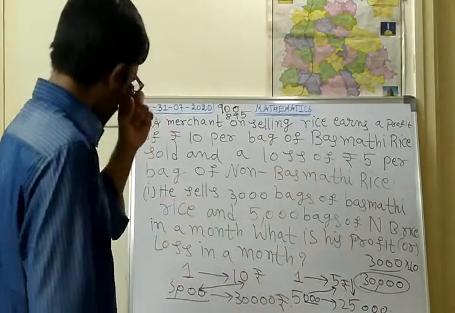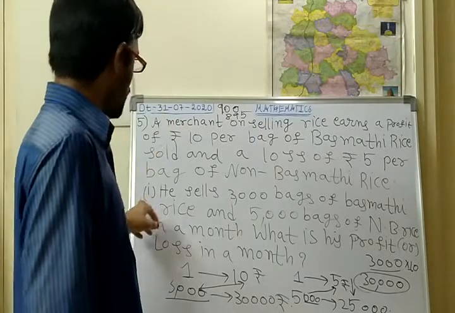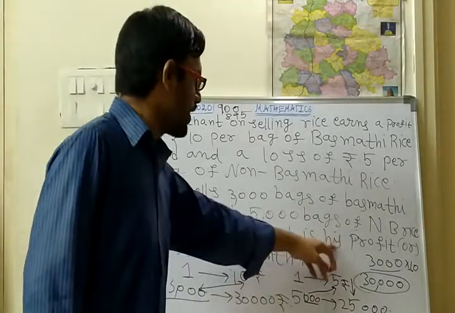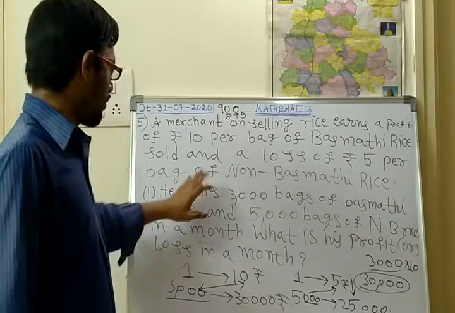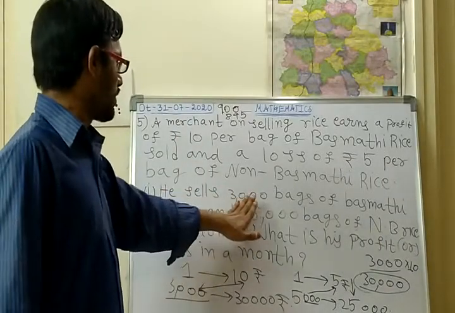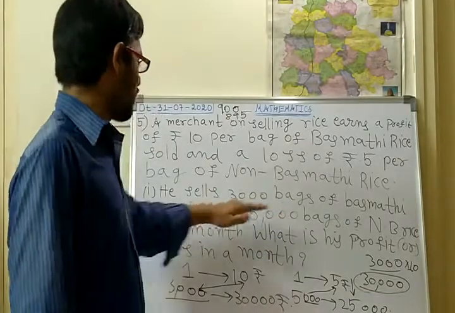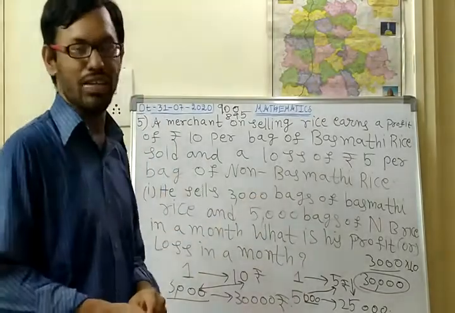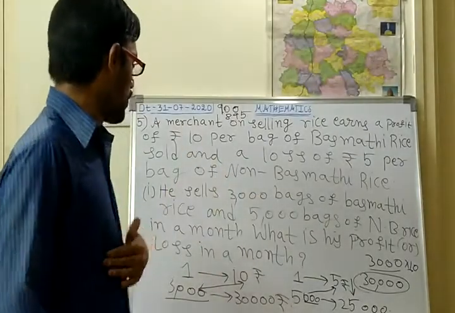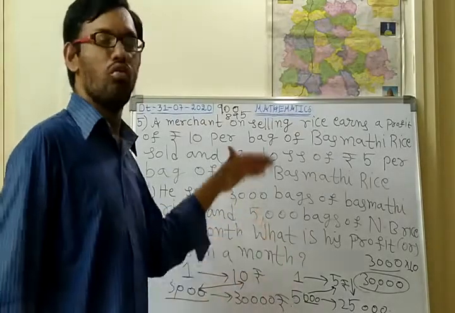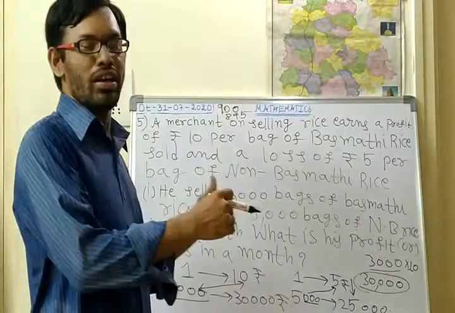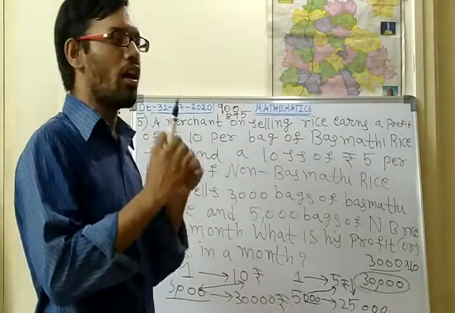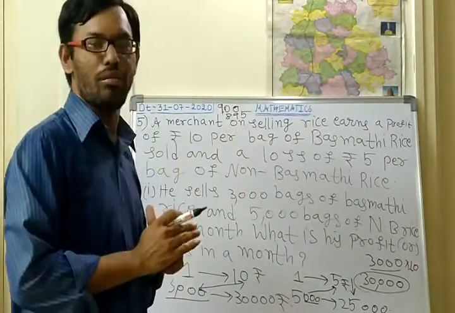Actually, what is the question in this first one? What is his profit or loss in a month? In a month he has sold 3000 bags of basmati rice and 5000 bags of non-basmati rice. So in a month, did he get profit or loss? Finally, did he gain money or did he lose extra money? That is what we have to find out.